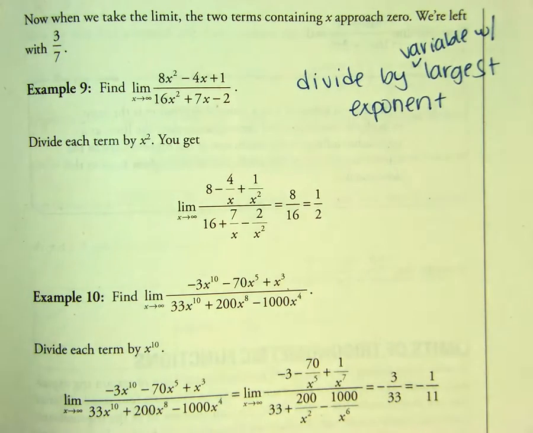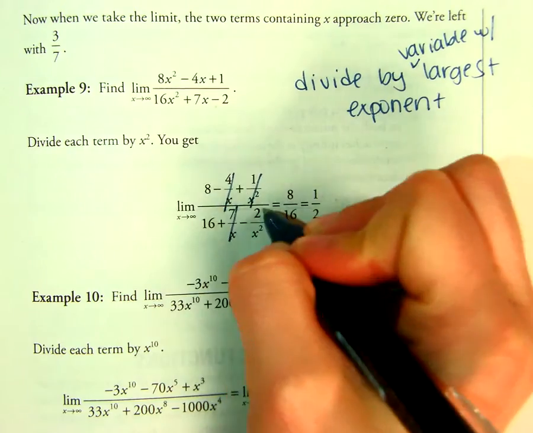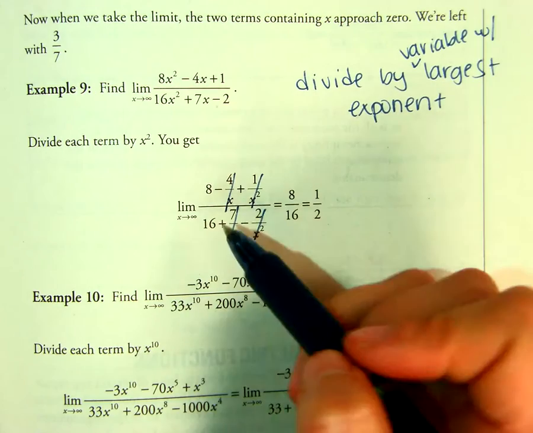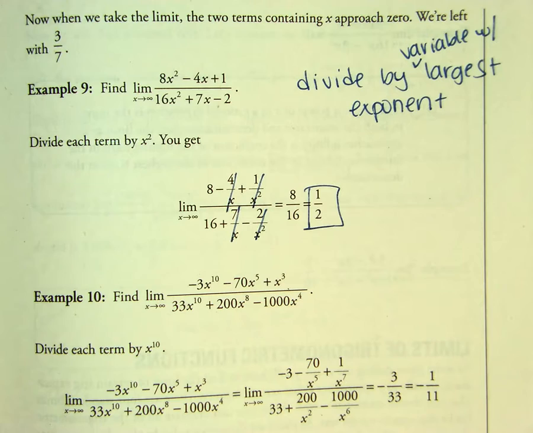The reason we want to do that is so that every term that has a variable with a smaller exponent will go to 0, so those go to 0 and those go to 0. That way I'm left with 8 over 16, which I can reduce to 1/2.